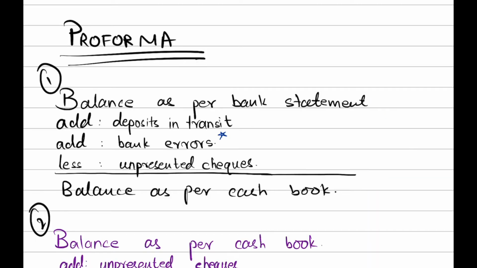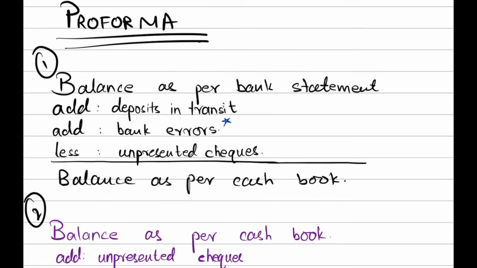Okay, so now we are going to understand the format of the bank reconciliation statements. First of all, just keep in mind that the bank errors are interactive and subjective, so you have to just understand at the particular moment that we're going to either add it or we're going to subtract it.